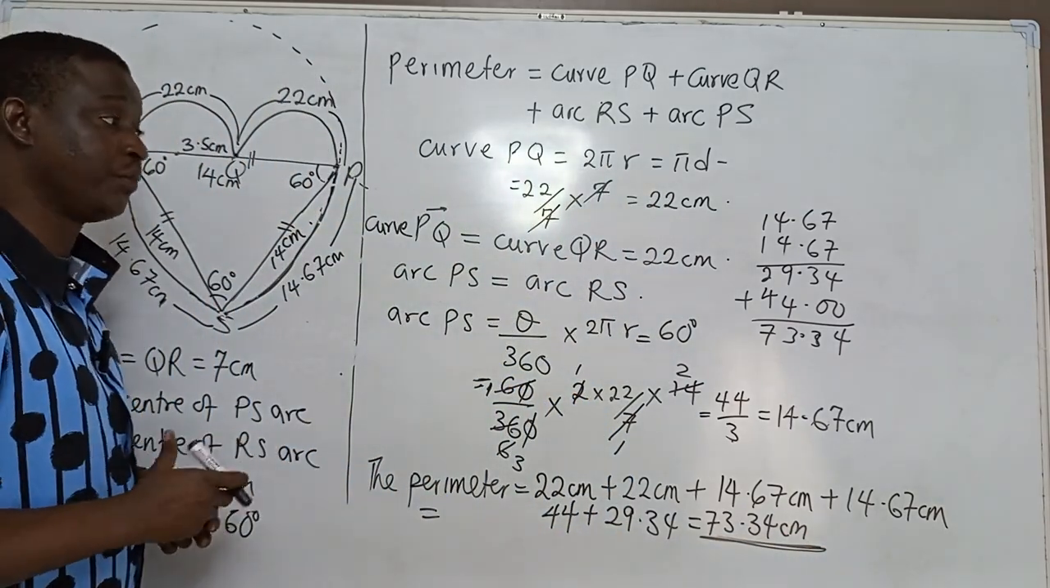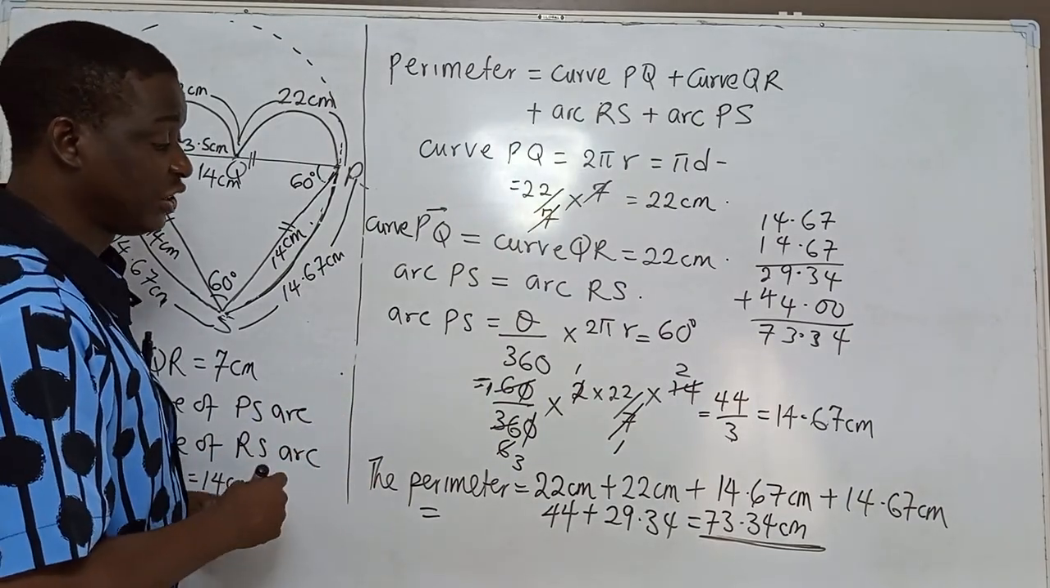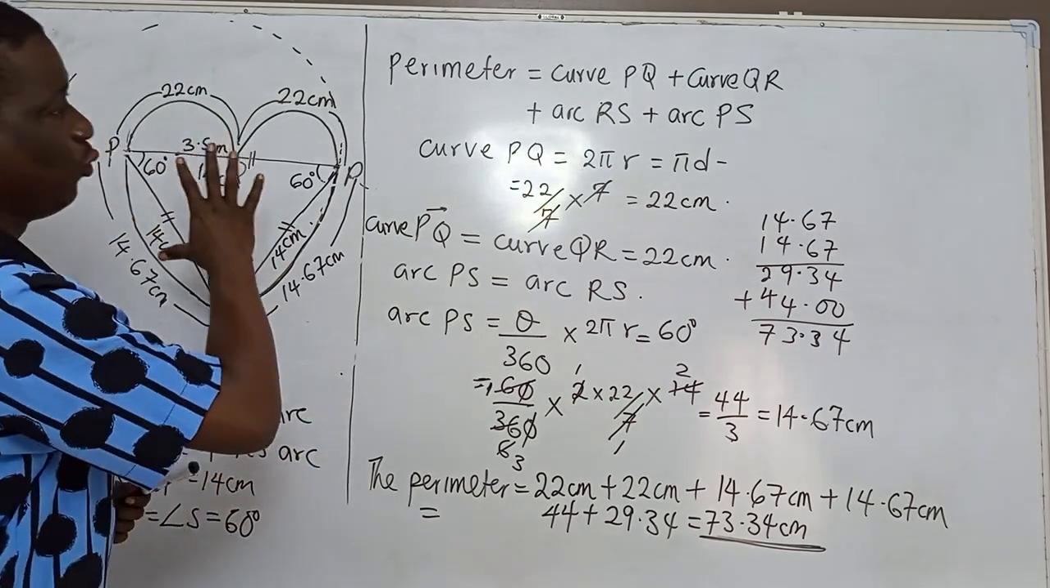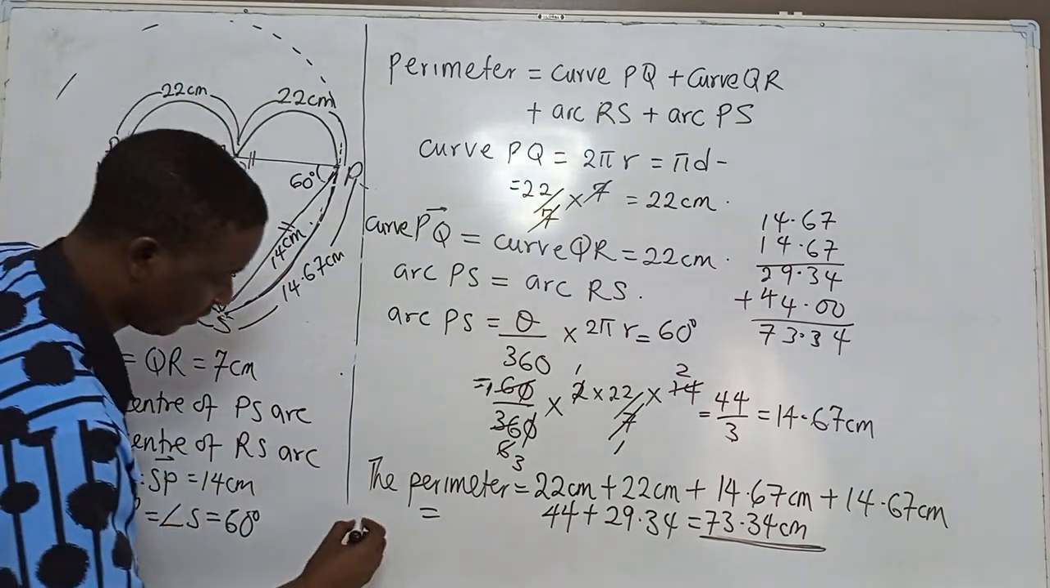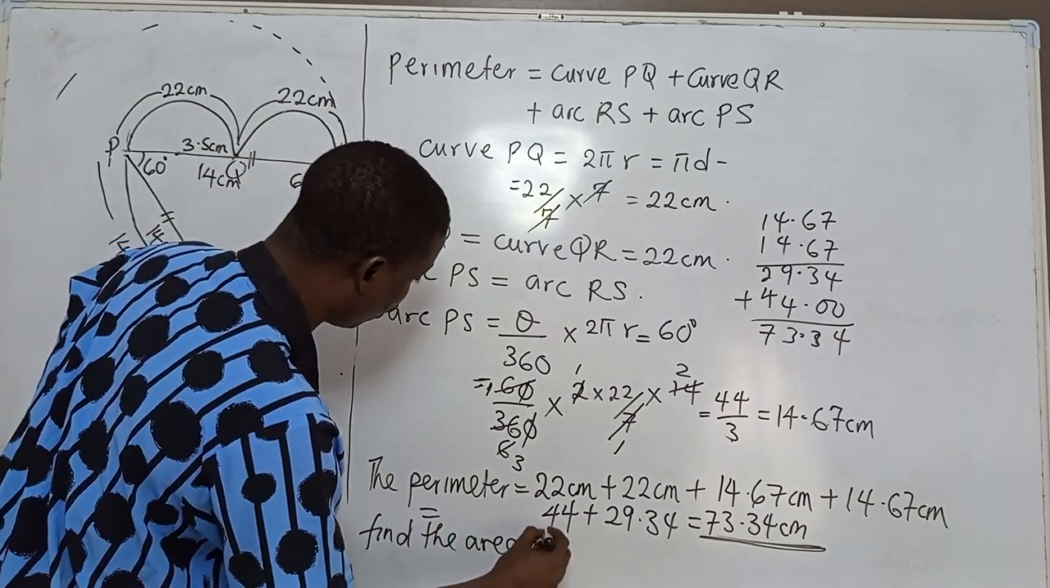is the total perimeter of the shape. So I want to engage you. I want to engage you by having you find the area of the shape.